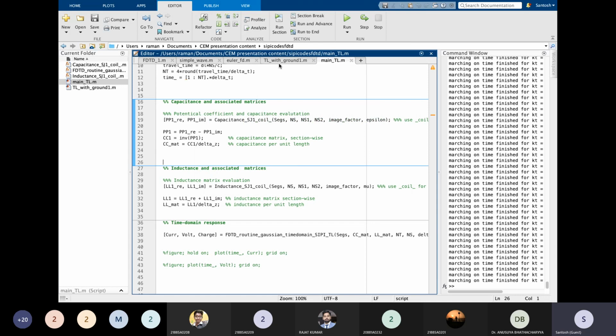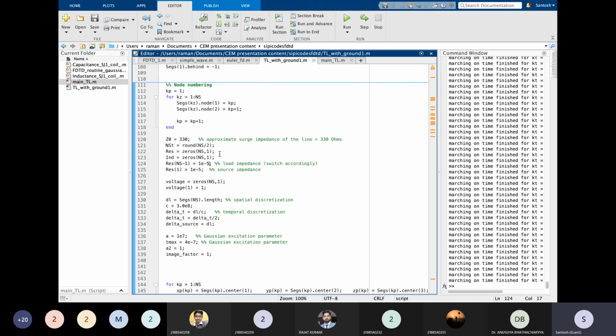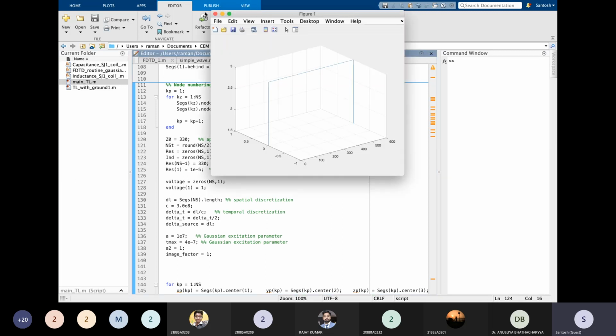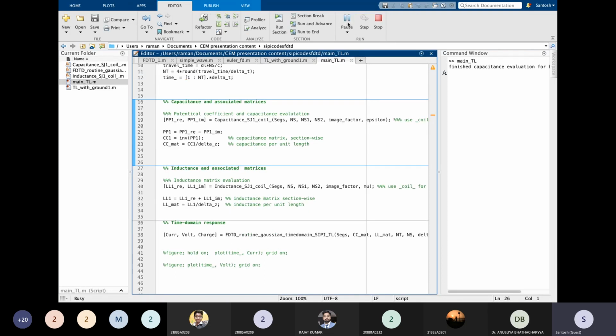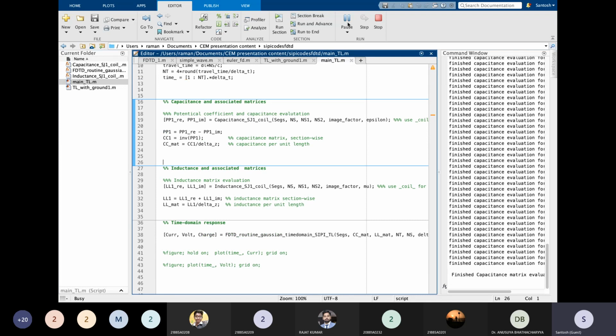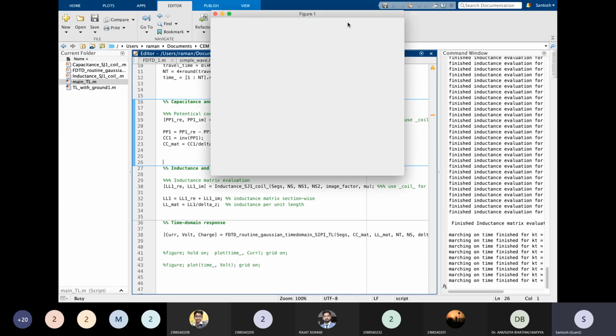Now a third case is this. I do something called a surge impedance loading. That is, I equate the load impedance to 330 ohms. In this case, I have calculated the value of the characteristic impedance of the line as 330 ohms. And when I run this case, you will see there will be very little reflection from the load. It's not possible to match exactly, right? In these numerical cases, there will always be some small reflection.